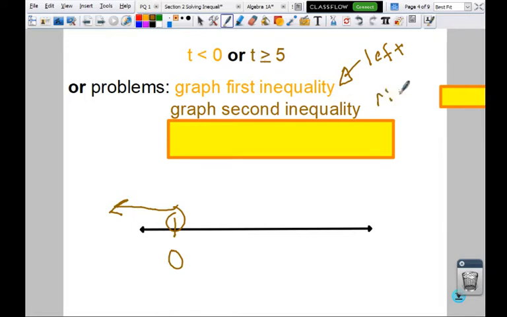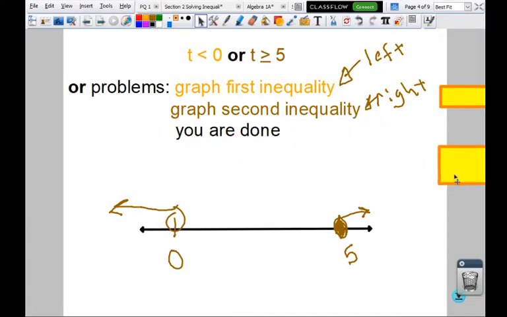Just like before, that's my right one. I should probably say left and right, but oh well. So it is greater than or equal to 5. I'm going to go over here to 5, make my circle. I'm going to fill it in. Lillian, which way is my arrow going to go? Right. It is going off to the right. And then lastly, for or inequalities, actually you're done. Or inequalities are a little different. They are 2 arrows going out.